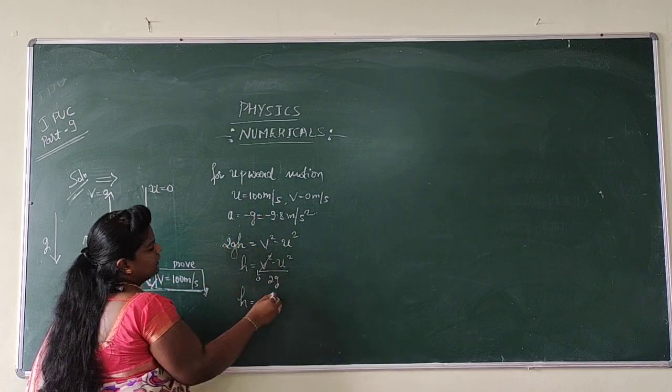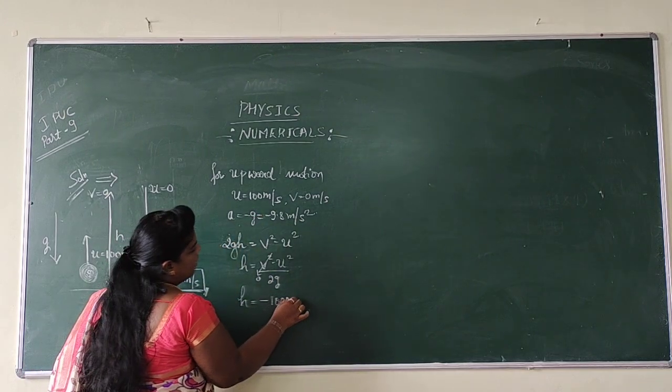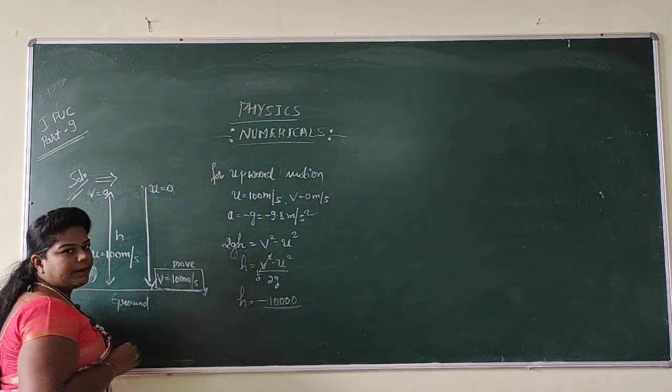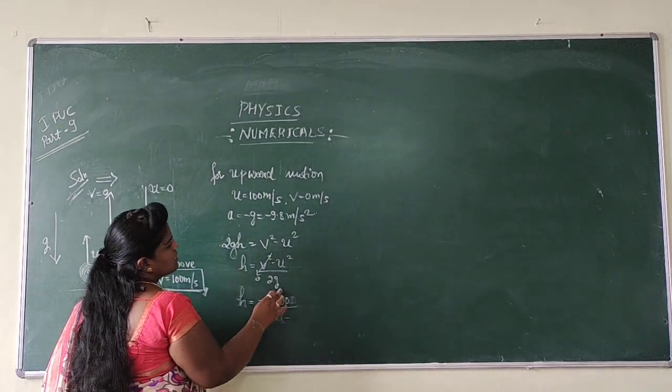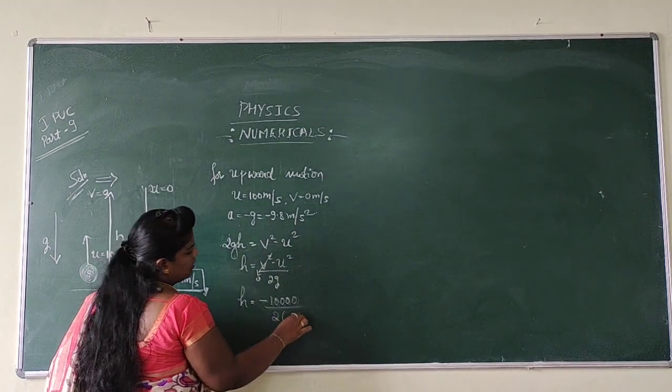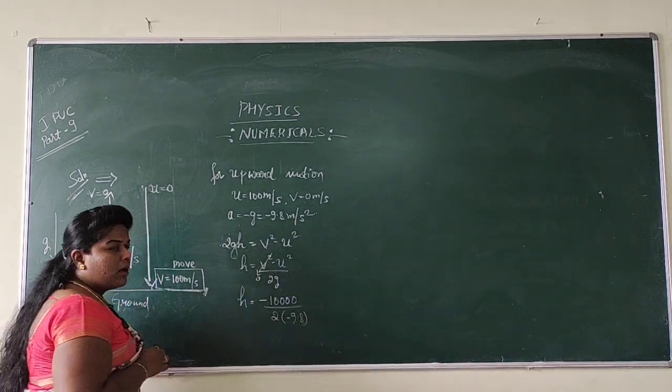Minus u square is there. It means 100 square. 100 square is 10,000, divided by 2 into minus g, which is minus 9.8.